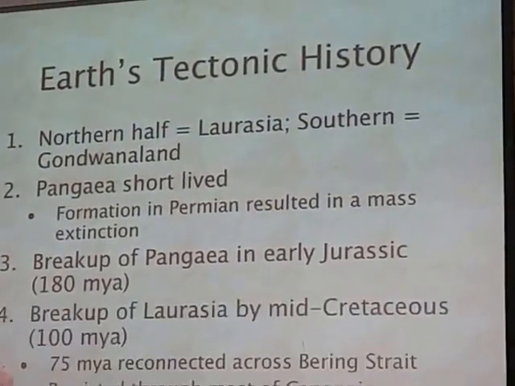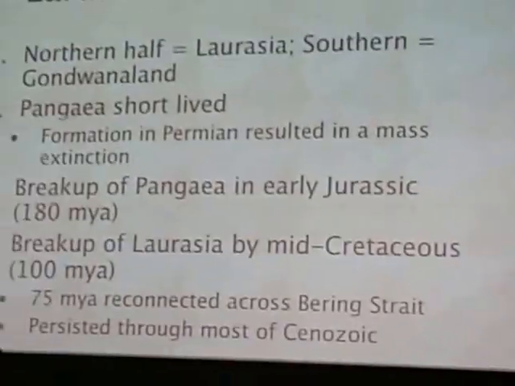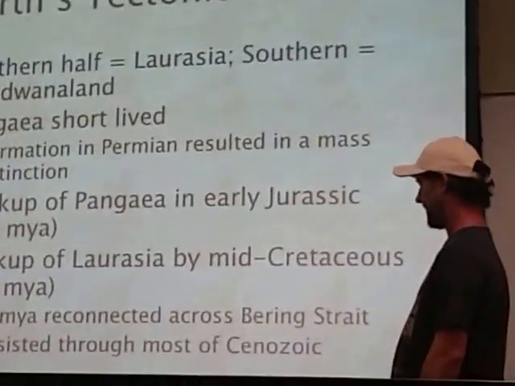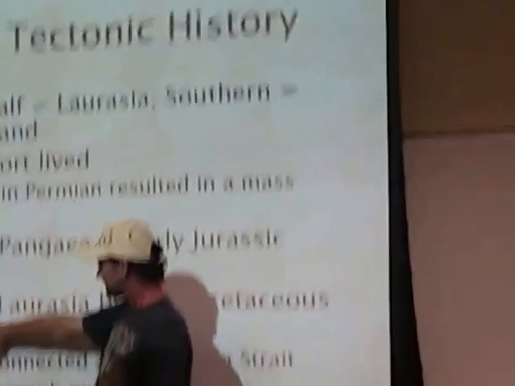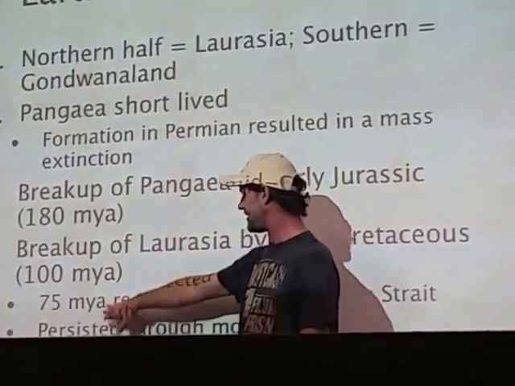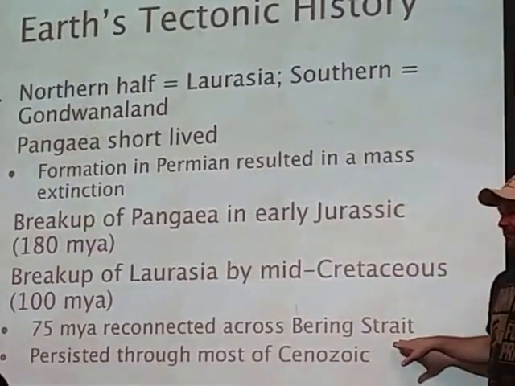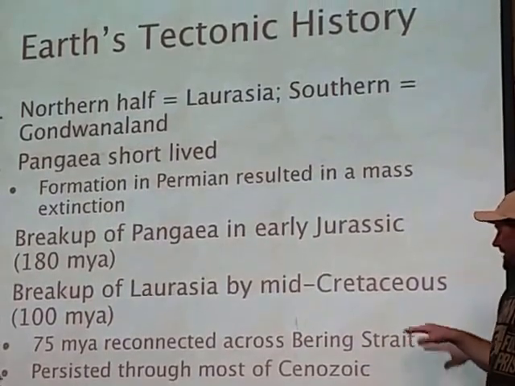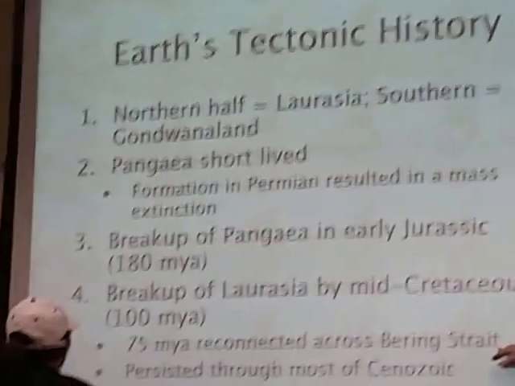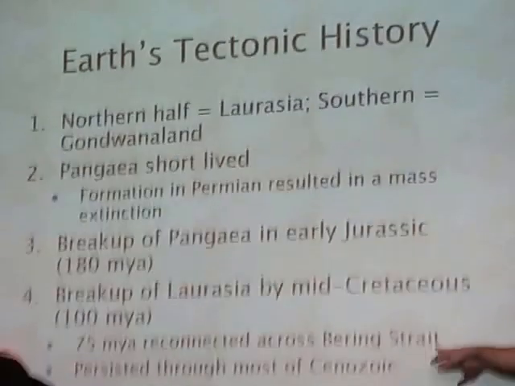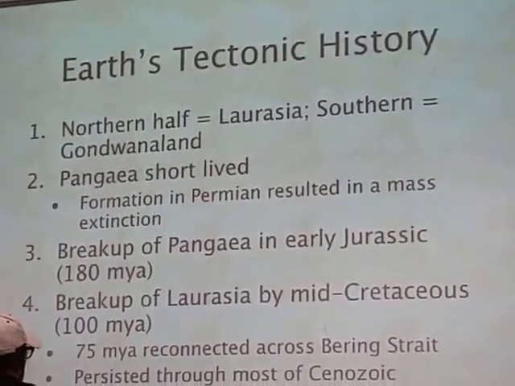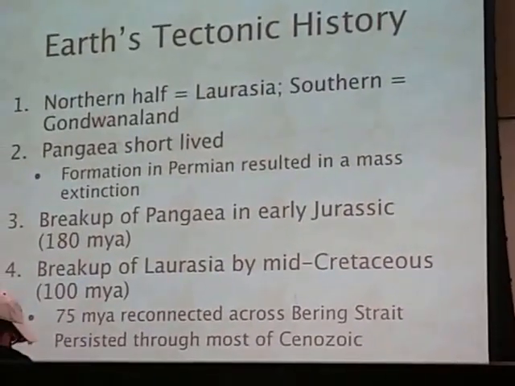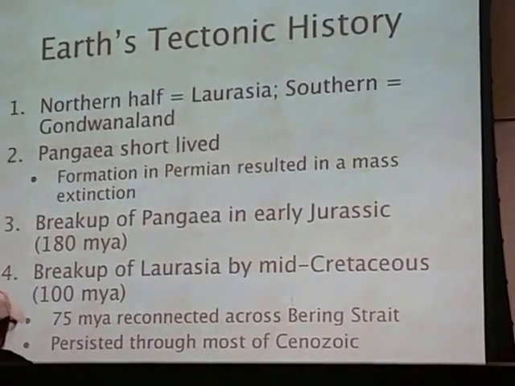Laurasia stays together until the mid-Cretaceous, which puts it at about 100 million years ago. It was disconnected only for about 25 million years, and then the Bering Straits forms a connection between Asia and North America. And this persisted for a long time, until the last glacial age, really. And we're going to see that's an important connection both for mammals and for humans.